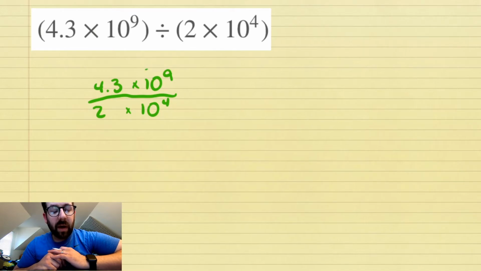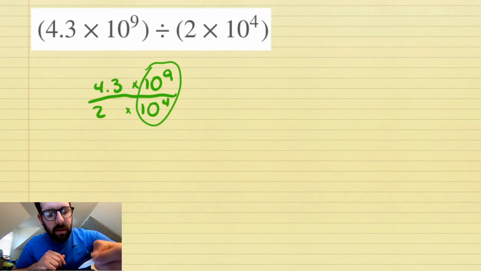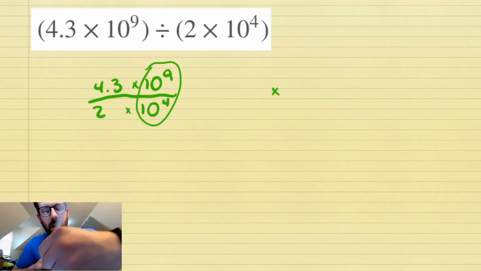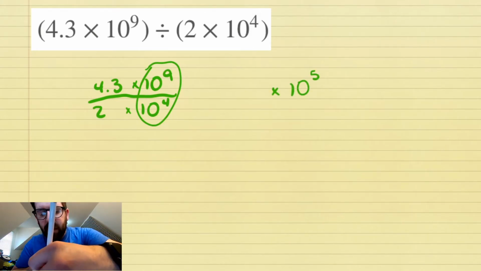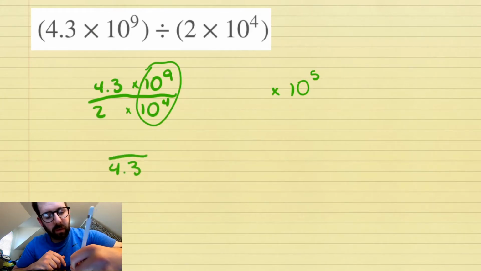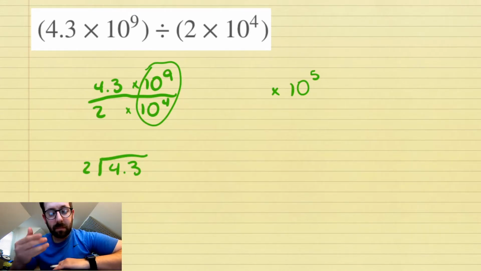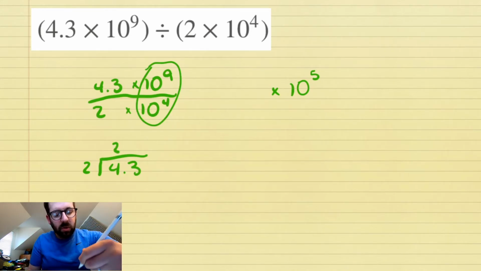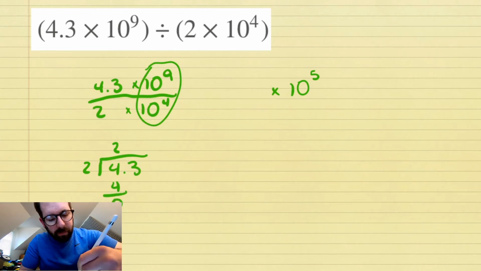Now, when you divide, the powers of 10, instead of adding like with multiplying, we're going to subtract these. Top minus bottom, so I'm going to have a times 10 to the 5th, right? 9 minus 4. So there's 5 tens left over. Now for the other number, the 4.3, I'm actually going to divide it by 2. So 4.3, divide that by 2, and whatever this answer is, that's the part that goes in front of the 10 to the 5th.